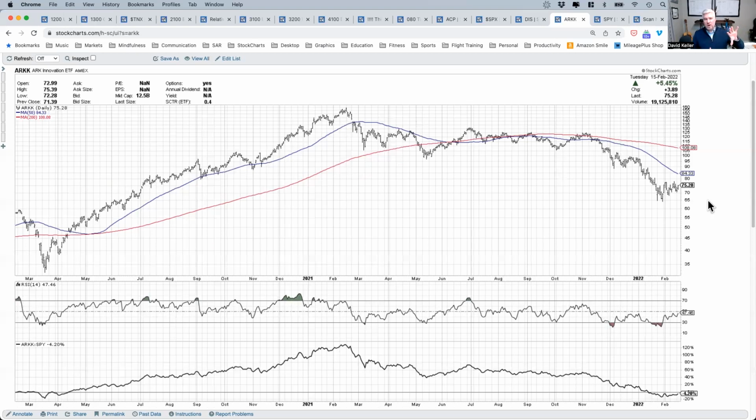So we avoid, in general, as a trend follower, you avoid charts that are making new lows below 2 downward sloping moving averages. That's what ARKK is telling us right now. We want to look for charts that are starting to improve.